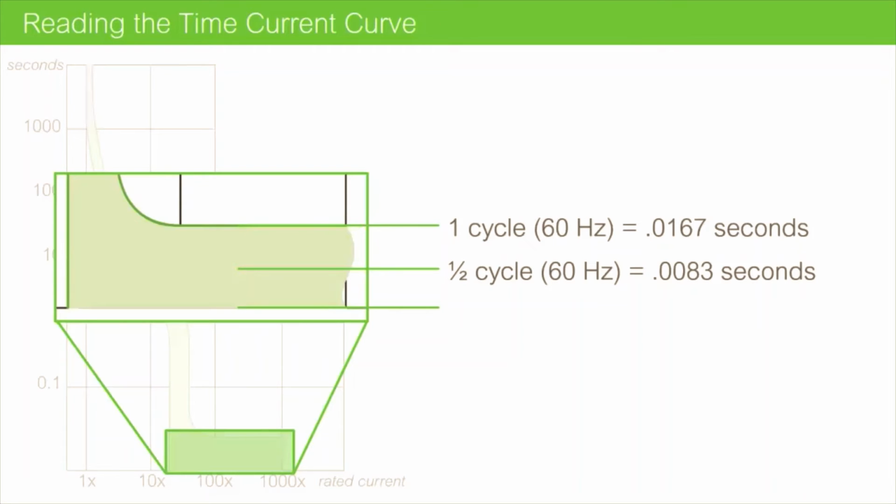Now, why do some time current curves show a line at one cycle and at a half cycle? Circuit breakers that share a frame and the same amperage rating can have differing short circuit protection levels. This will be discussed more in the later course, Selecting Circuit Breakers. But for now, we wanted to at least point out that some circuit breakers may share the same time current curve with notes on it to point out differing trip values.